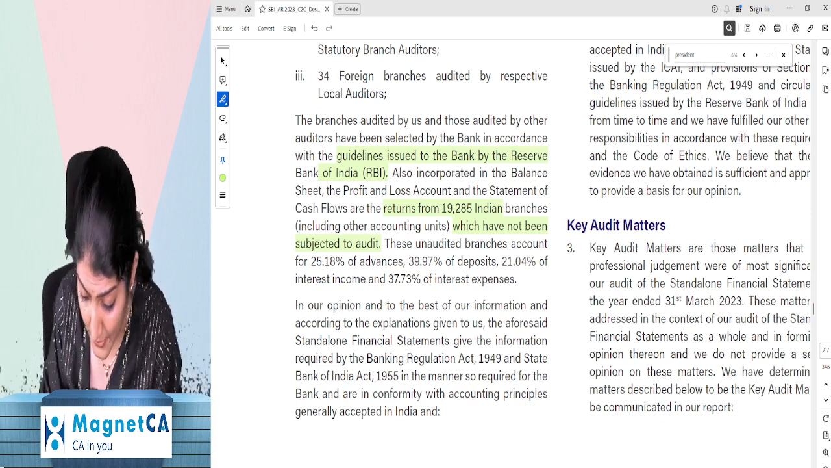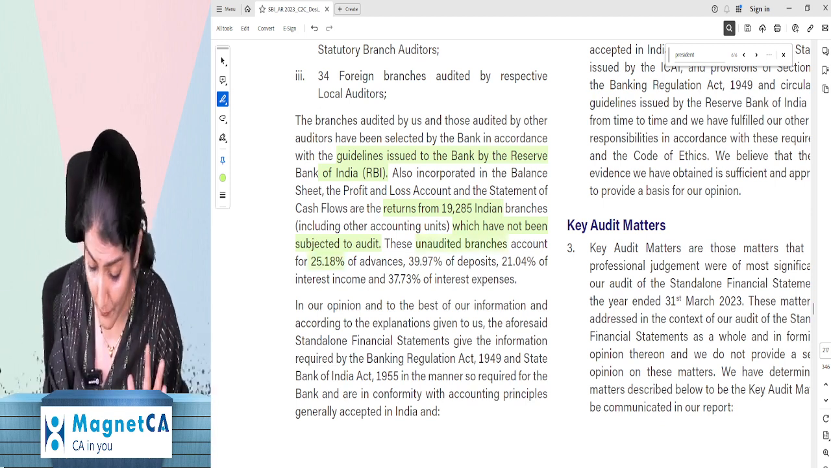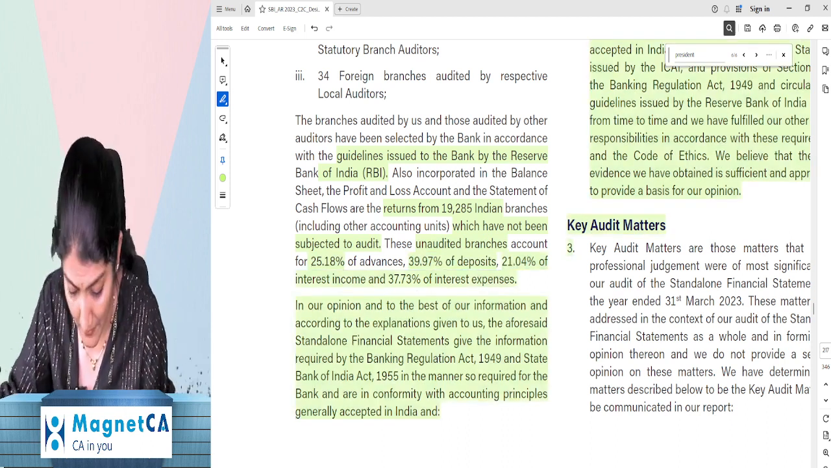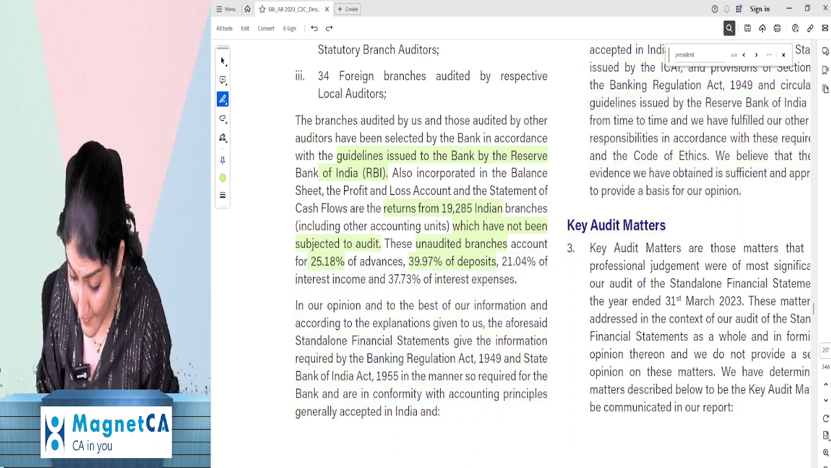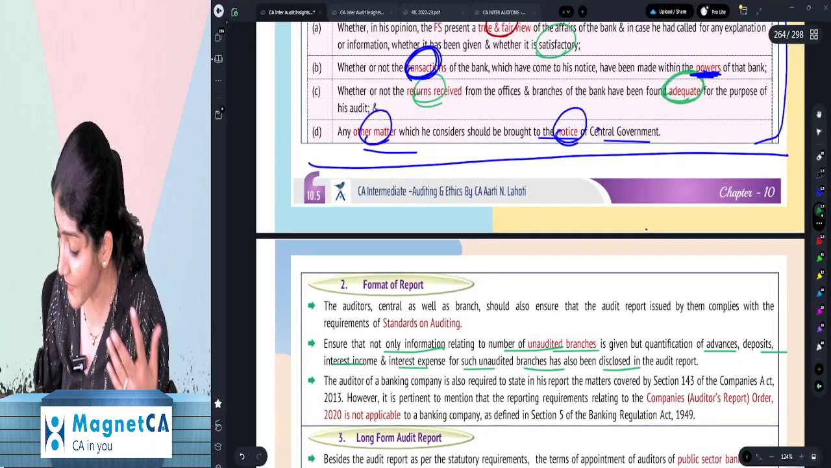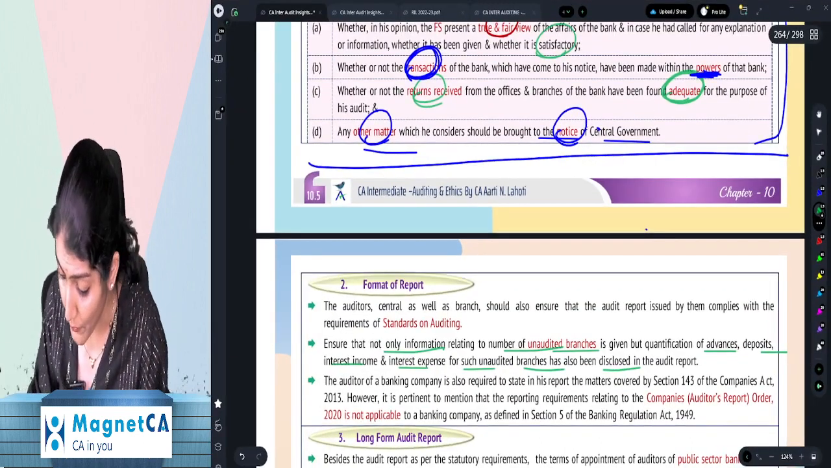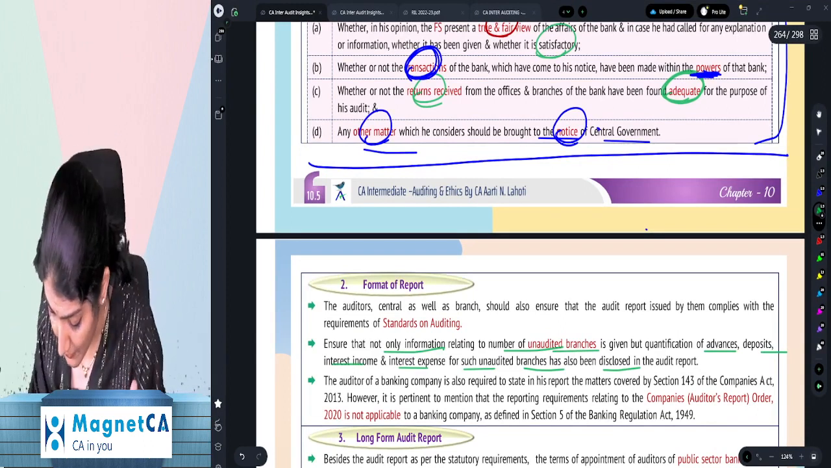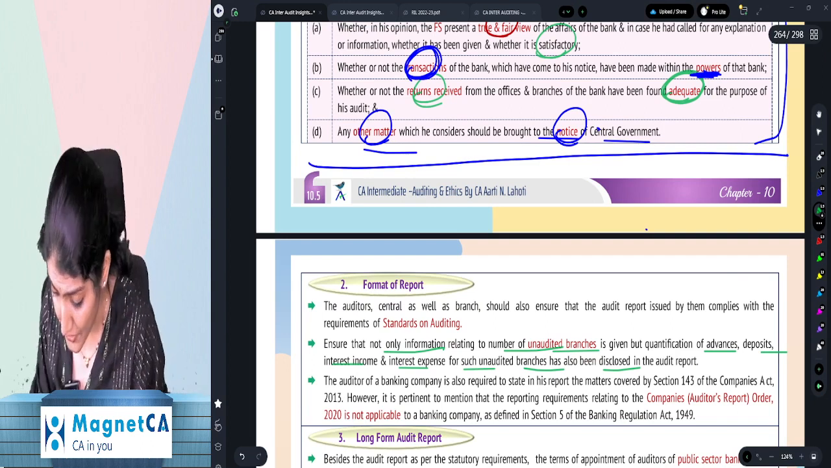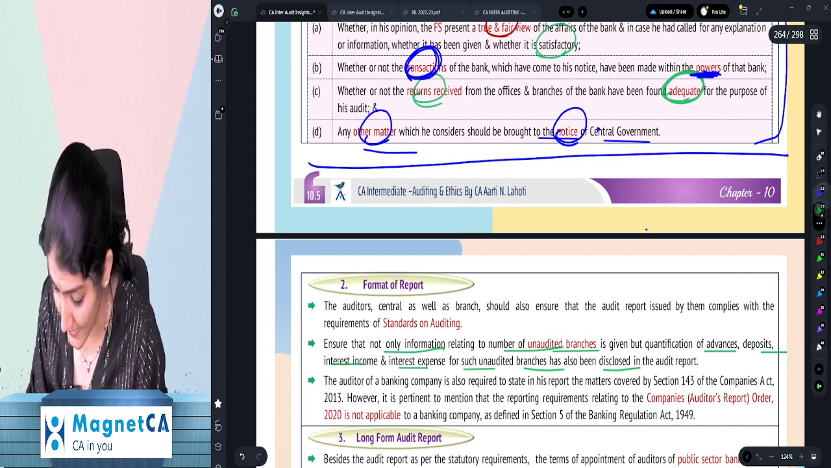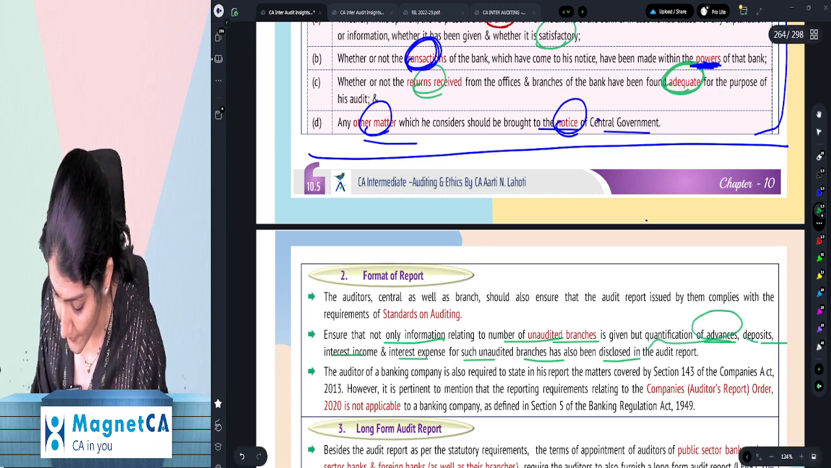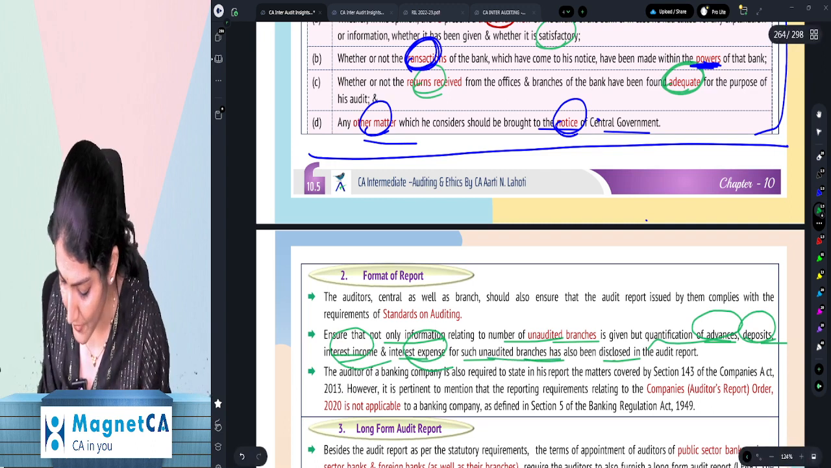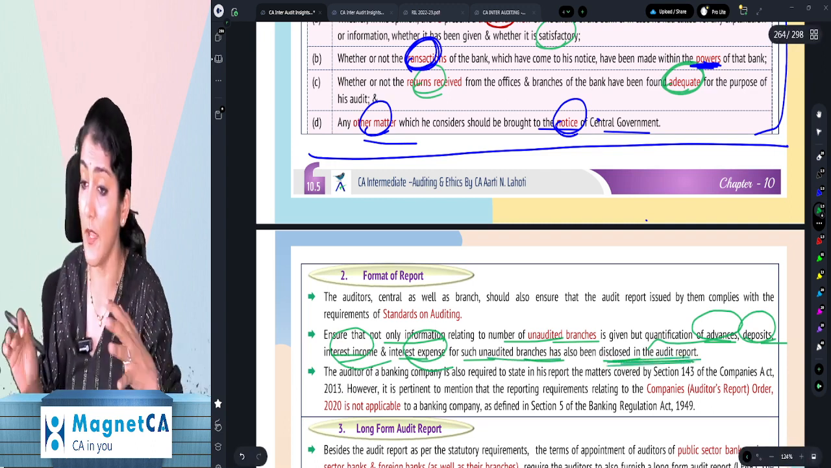And these unaudited branches account for 25% of advances, 39% of deposits, 21% of the income, and 37% of the interest expense. This is exactly the sentence written over here. For the branches which have not been audited, you can't only give the information that 19,000 branches are not being audited, but you also need to give the quantification. Quantification of the advances, deposit, interest, income, and interest expense of such unaudited branches is also required to be disclosed in the audit report.